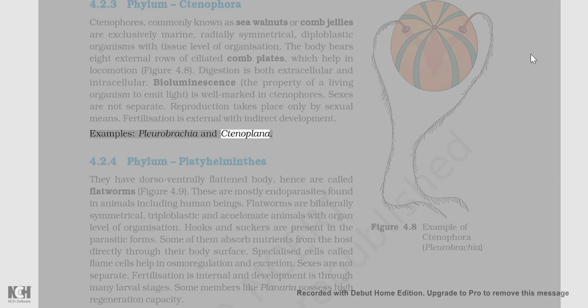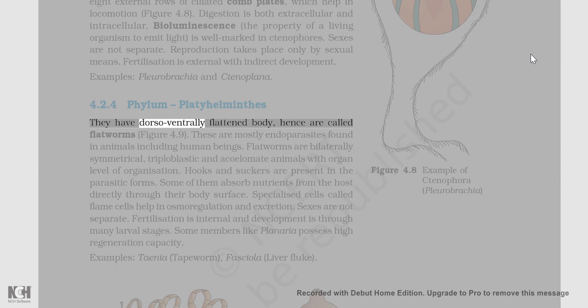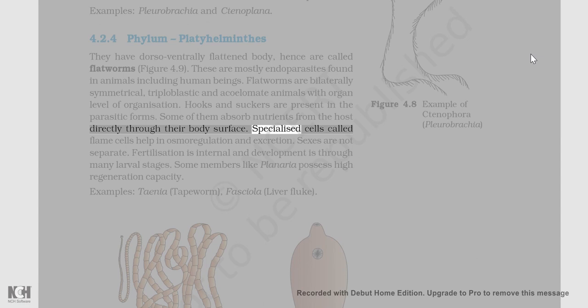4.2.4 Phylum Platyhelminthes. They have dorsoventrally flattened body, hence are called flatworms, figure 4.9. These are mostly endoparasites found in animals including human beings. Flatworms are bilaterally symmetrical, triploblastic, and acoelomate animals with organ level of organization. Hooks and suckers are present in the parasitic forms. Some of them absorb nutrients from the host directly through their body surface. Specialized cells called flame cells help in osmoregulation and excretion.